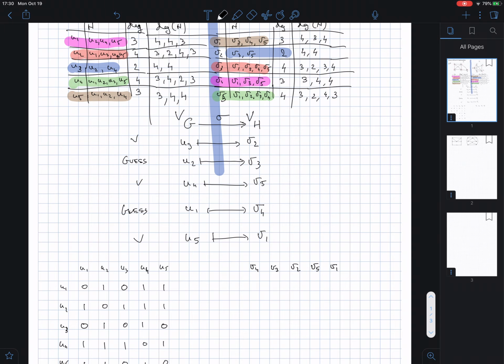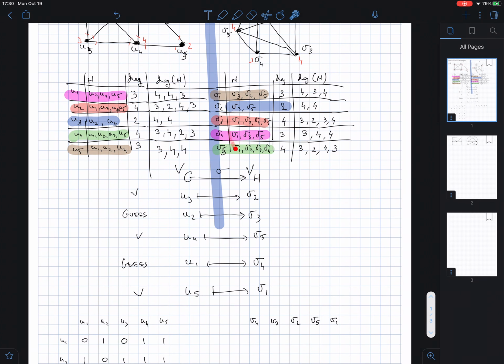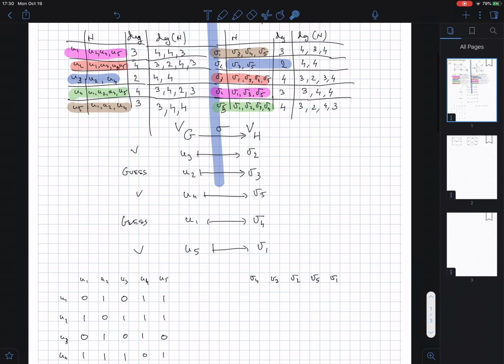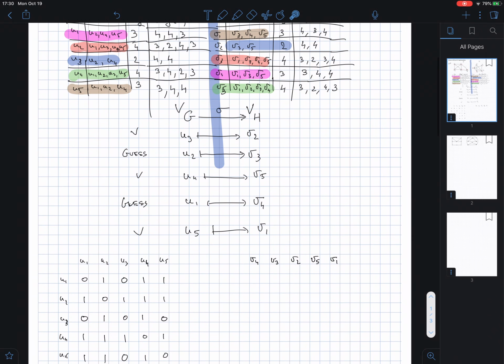So I repeat, I calculate the adjacency matrix on this side using the original order of the vertices that I have. Here I calculate, using this information, the adjacency matrix, but not in the order that you would take because of the numbering, but in the order that comes from looking at what U1 goes to: V4, U2 goes to V3, U3 goes to V2, etc. Okay? Understand that?